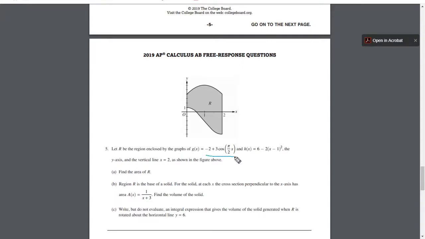The cosine one, this is a graph of cosine. It's centered around -2 with a magnitude of 3. That's going to be the bottom one. And so the top one, this is an upside down parabola with a vertex at 1, 6. So 1, 6, that's that one. So essentially, it's h of x minus g of x. So let's get to writing all that stuff down.